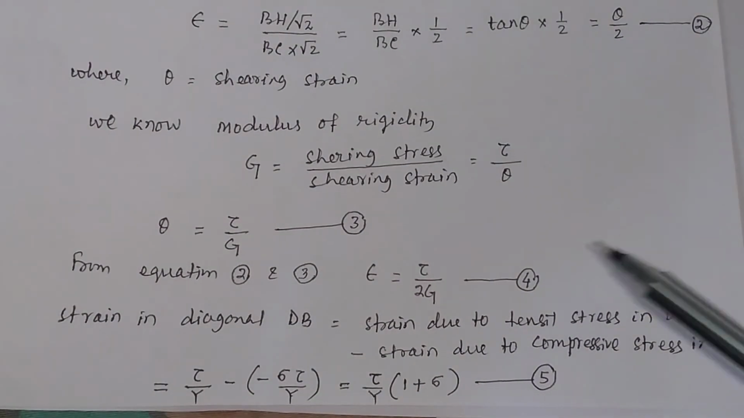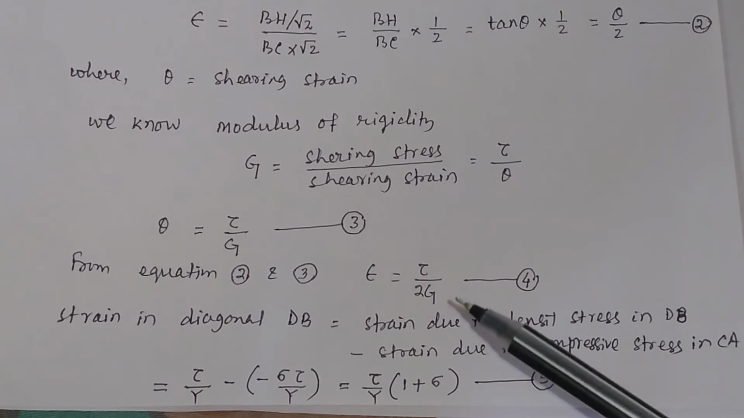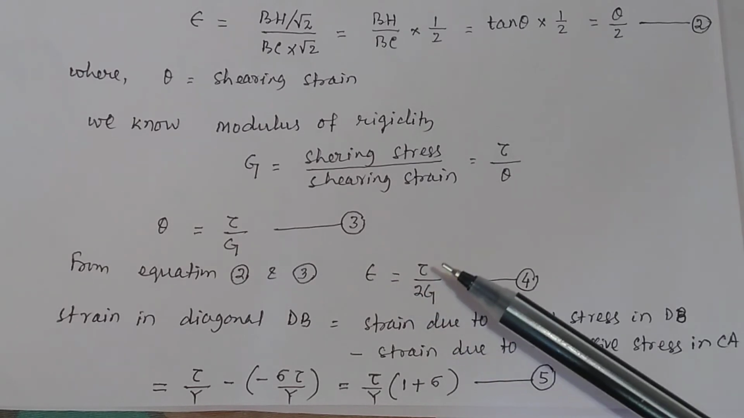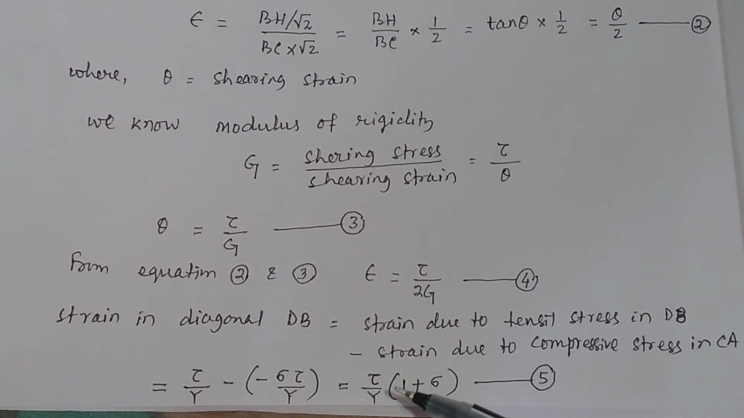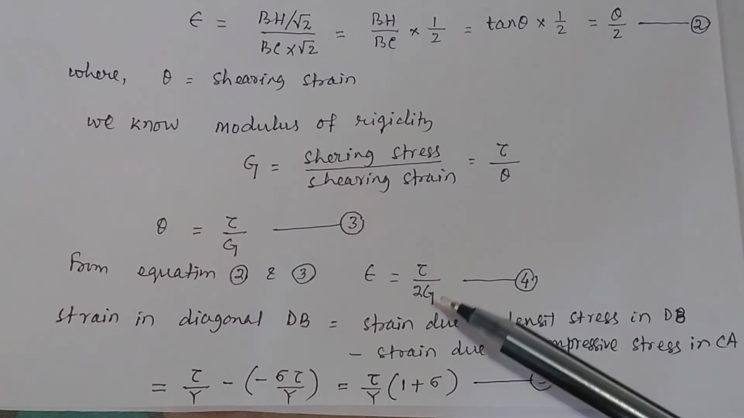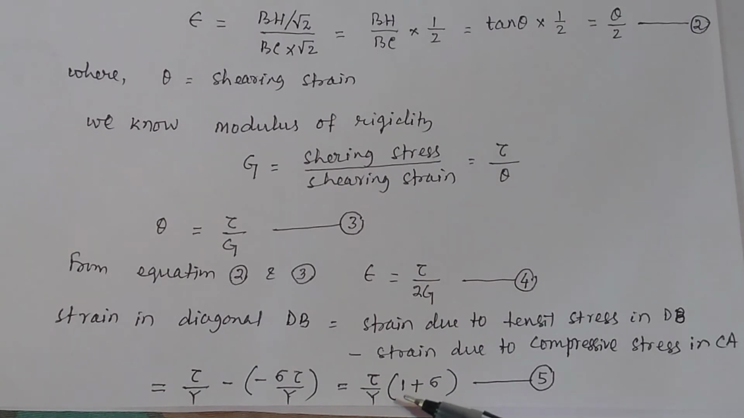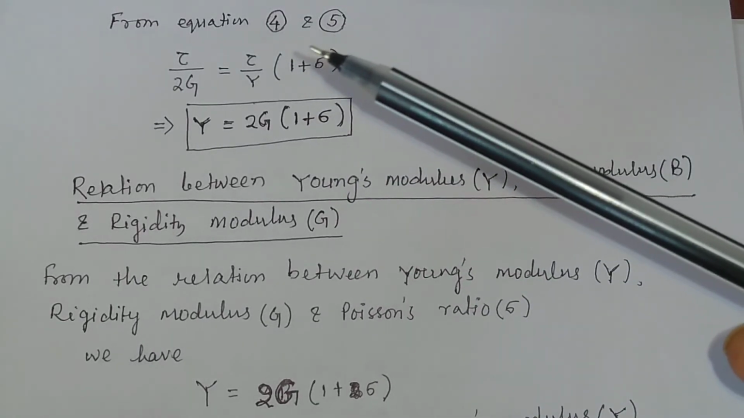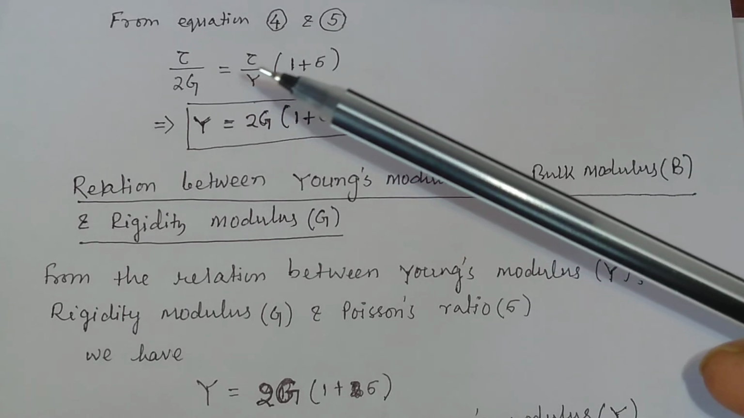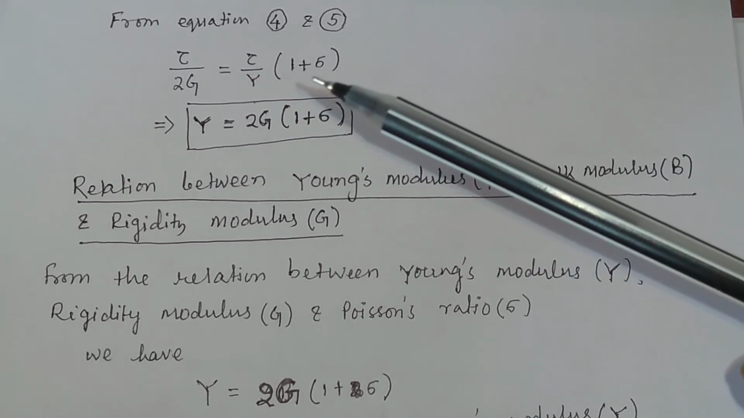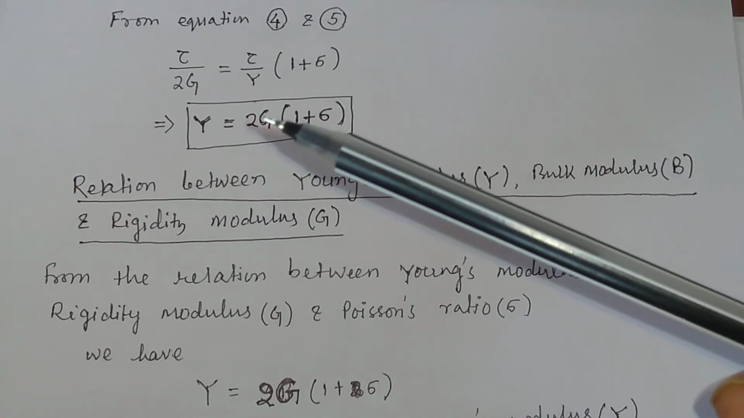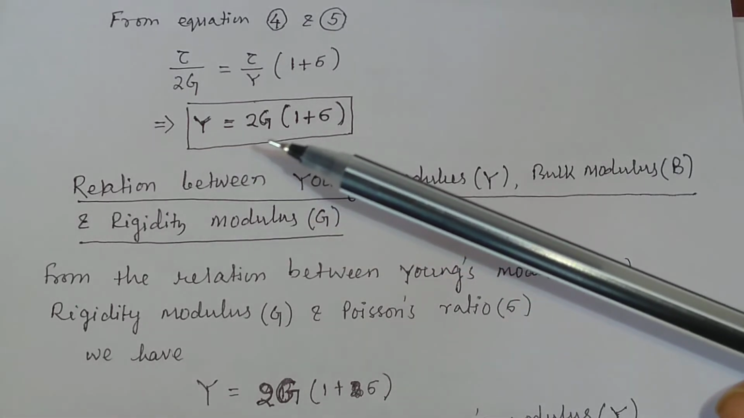So from equations 4 and 5, the strain in the diagonal DB is epsilon, that is equal to tau divided by 2G, and here the strain is equal to tau divided by Y into 1 plus sigma. So tau divided by 2G is equal to tau divided by Y into 1 plus sigma. So Y will be equal to 2G into 1 plus sigma. And this is the relation between Young's modulus Y, rigidity modulus G, and Poisson's ratio sigma.